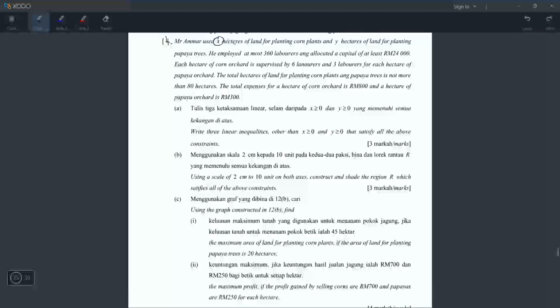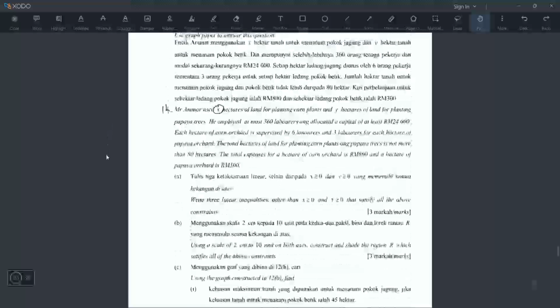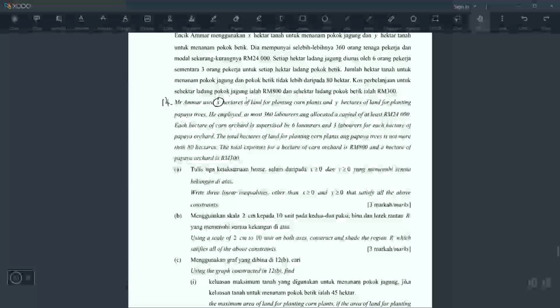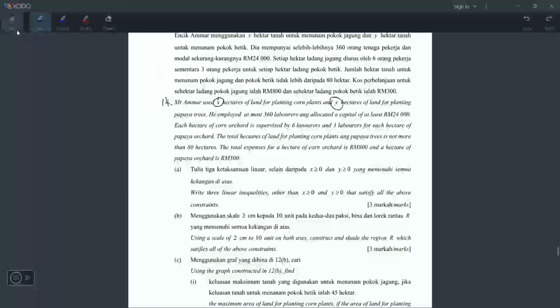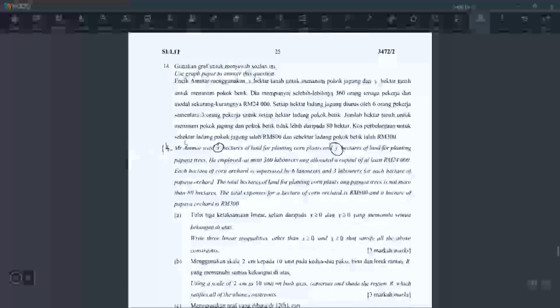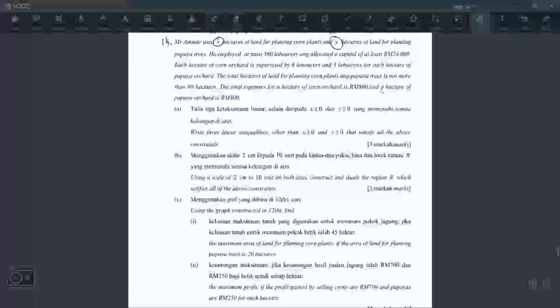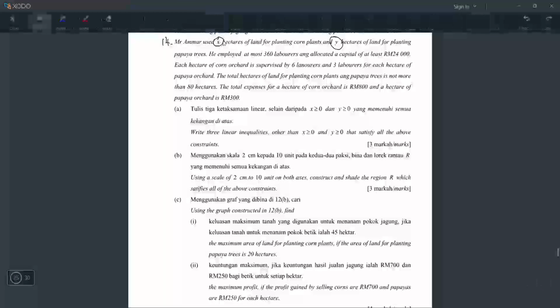Mr. Ama used X hectares of land for planting corn plants and Y hectares of land for planting papaya trees. I told you many times already, when you're doing linear programming, mesti the soalan will tell you siapa X, siapa Y. And after you know siapa X, siapa Y, what you do is you write down the arrow thing, right? So I think I can write already. But let's not write first. Let's read the whole thing first. So I already know X is corn, Y is papaya, and it represents hectare.